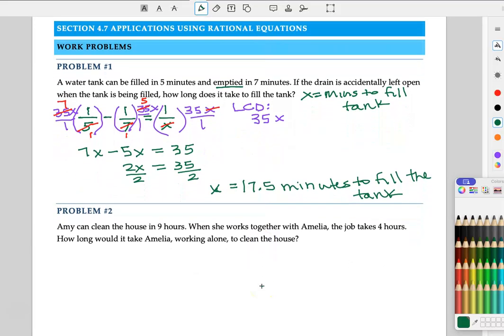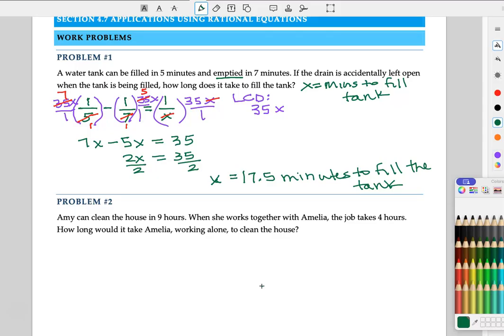Okay, so all of these are going to be involving these fractions, these work problems. And remember, we're always talking about one job being done in the time that's given to us here. Okay, so let's look at this next one.